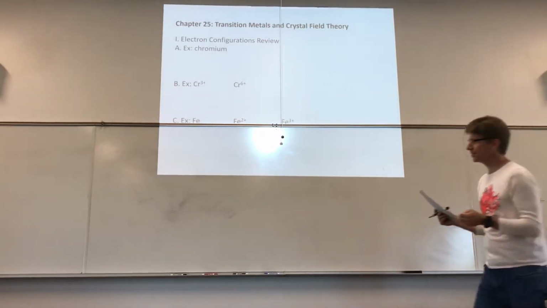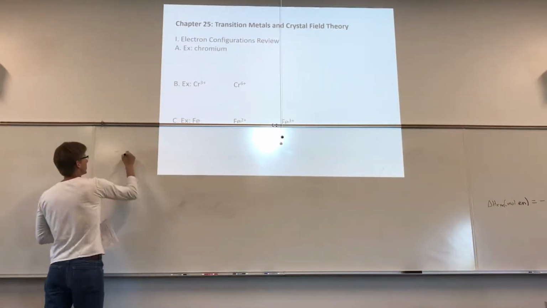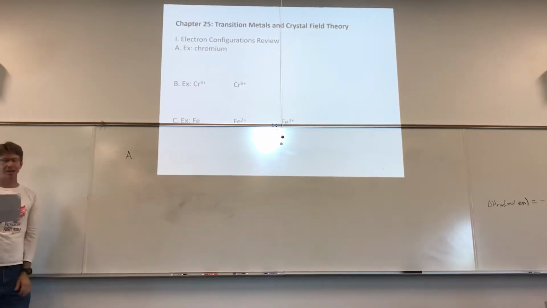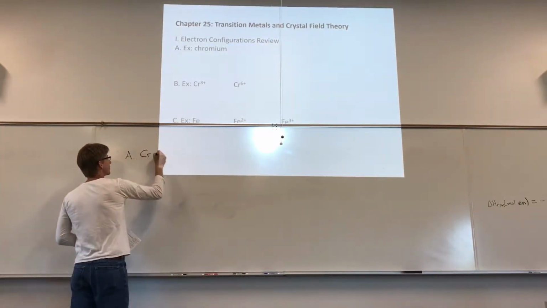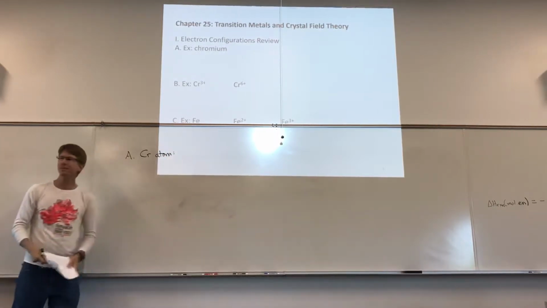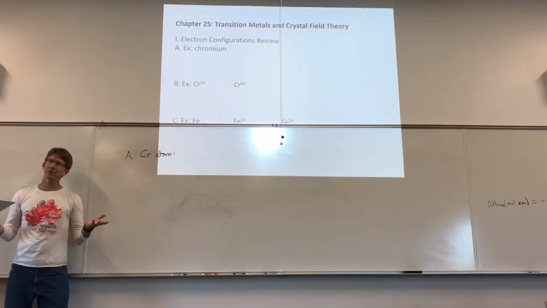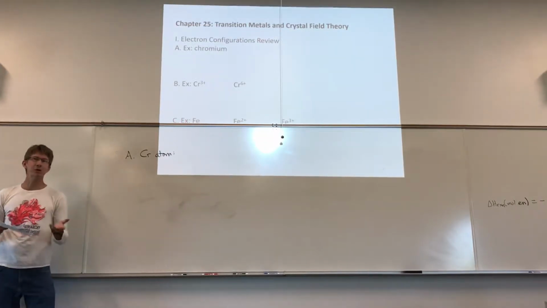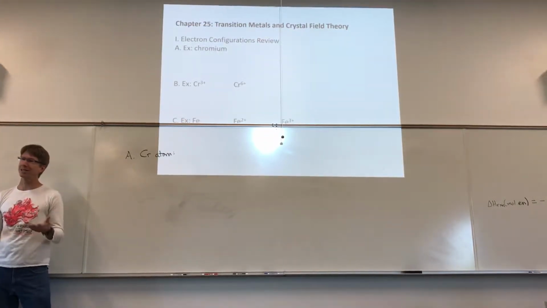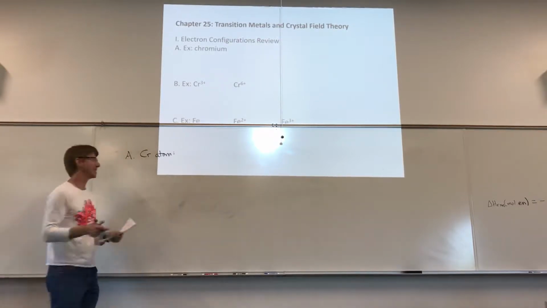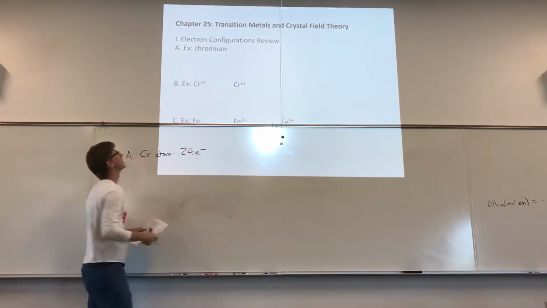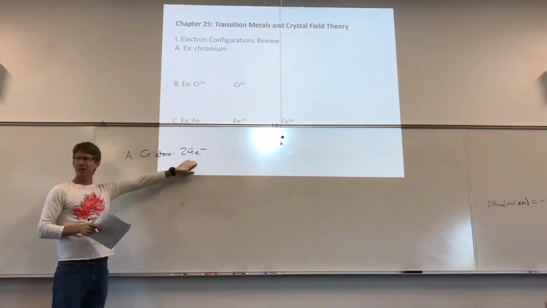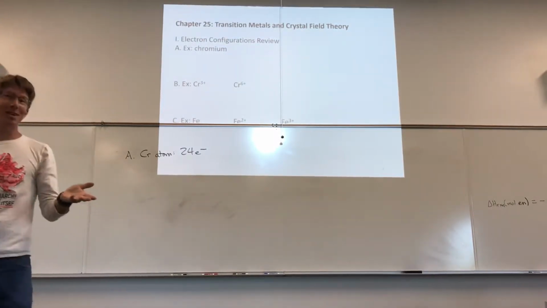So we're going to do it for chromium first, and I'll write these notes down here. For chromium, we're going to talk about a chromium atom, and we're going to do an electron configuration. And first question, how many electrons does a chromium atom have? It has 24 electrons, 24 protons. Atoms have the same number of protons and electrons. Sound vaguely familiar? Yes, I know this.